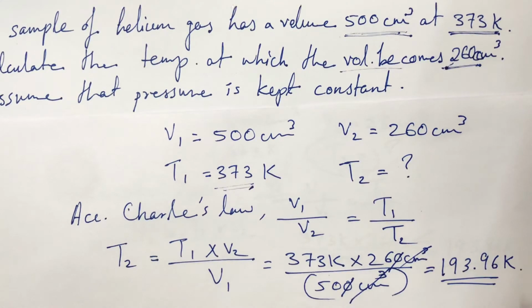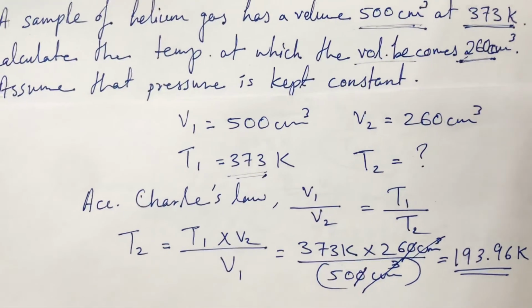So what we have studied in Charles' law is that volume increases when the temperature increases, and volume decreases when the temperature decreases. That is, V is directly proportional to T. Now let's move on to the next question.